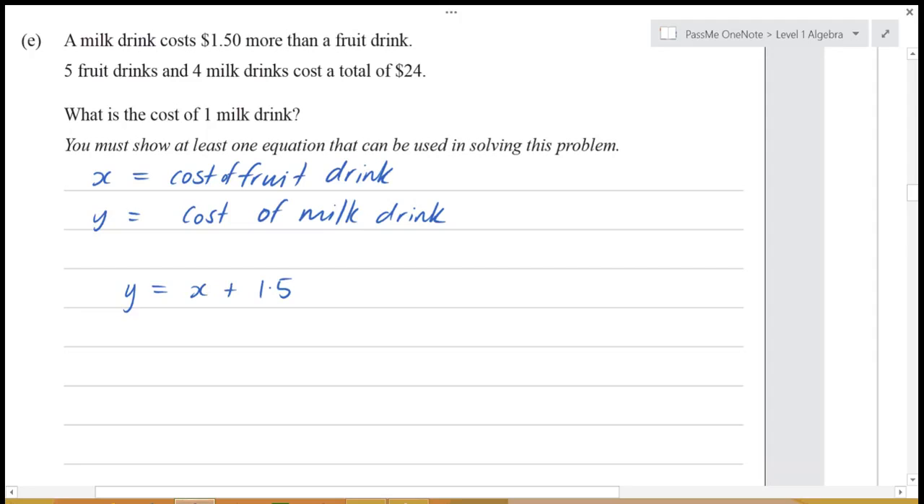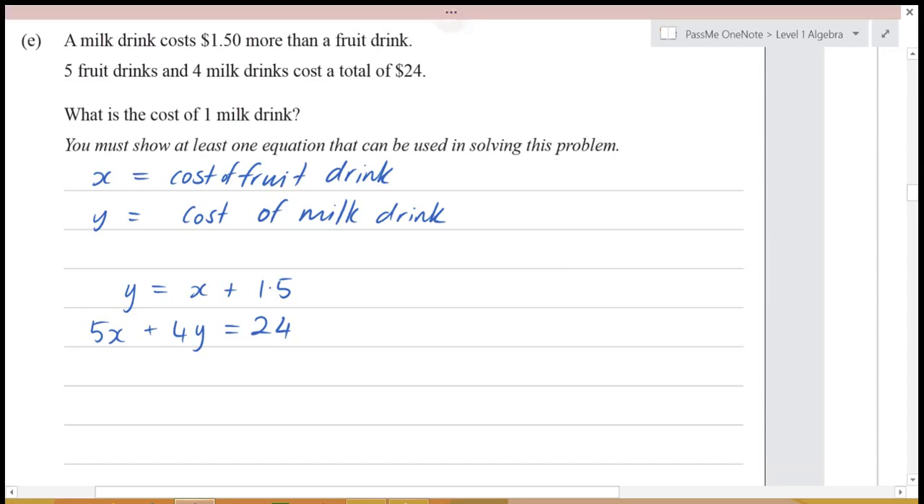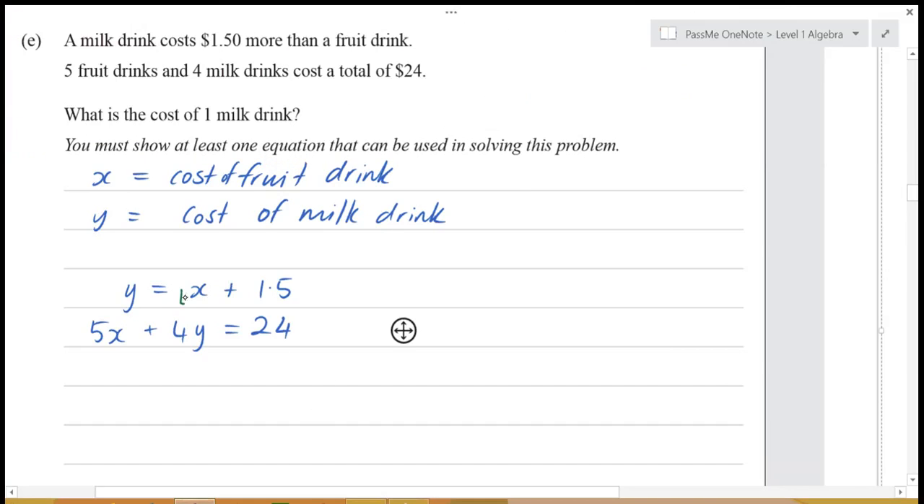The next bit is saying that 5 fruit drinks and 4 milk drinks cost a total of $24. So 5 times the cost of a fruit drink, plus 4 times the cost of a milk drink, gives us a total of $24. This is what we call a simultaneous equation, and there are a number of methods to solve it, but I think the easiest way to go about this one is substitution. So I'm going to take what y is equal to and put it in there instead of y, and that will give me another equation altogether.